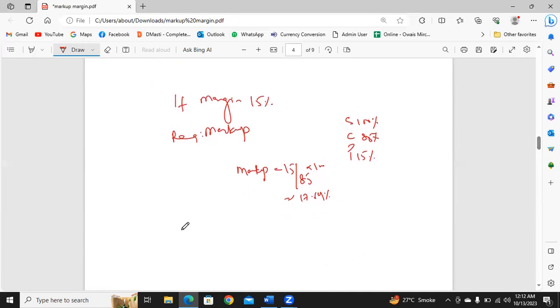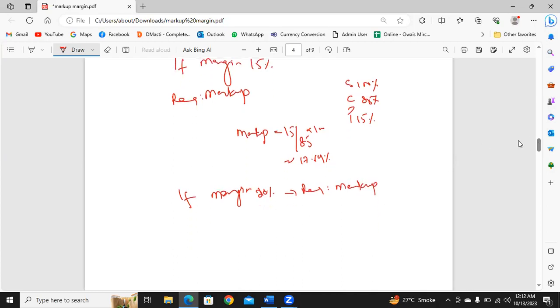Now, for example, margin is 20%, and they are asking you to calculate the markup. The approach will be SCP. In margin, sales is 100%, profit is 20%, and cost is 80%.